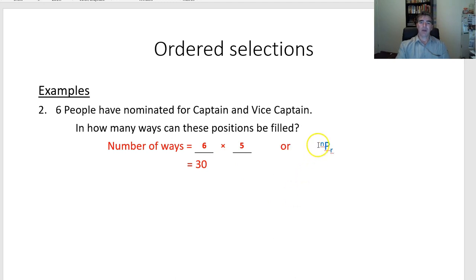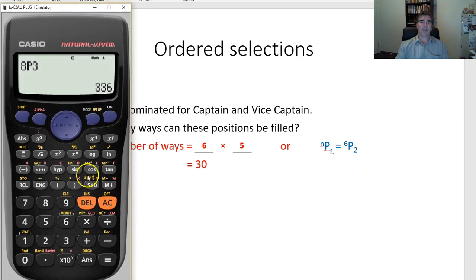Again, we could use our NPR, our permutations. So there are 6 candidates. There are 2 positions to fill. So 6P2, if we do that on our calculator, we can call that up, clear the previous one. 6P2, and we get our 30 different possibilities there.